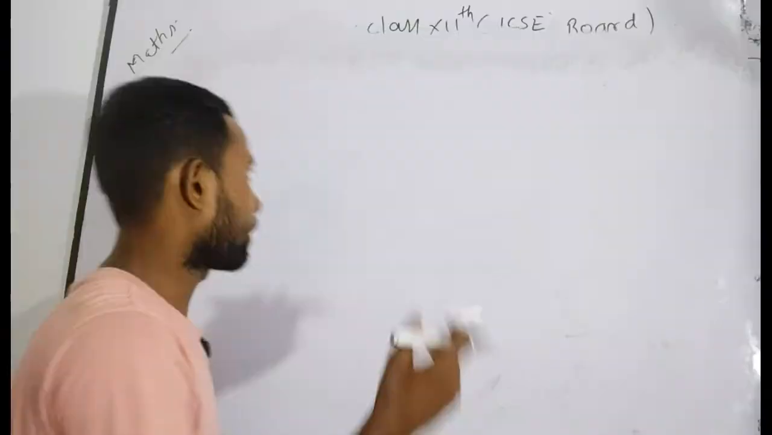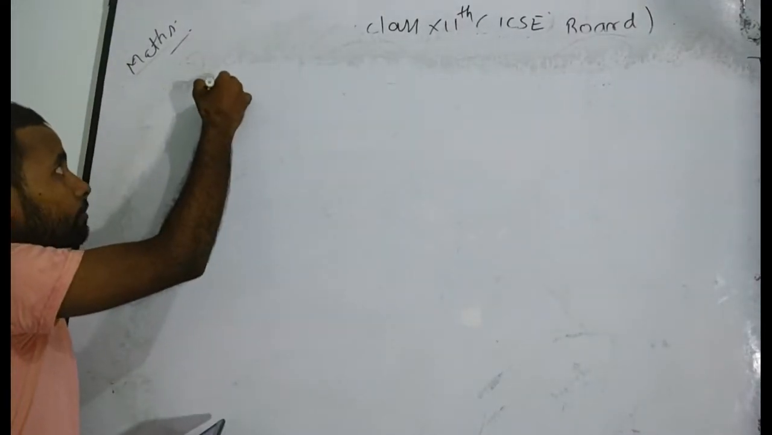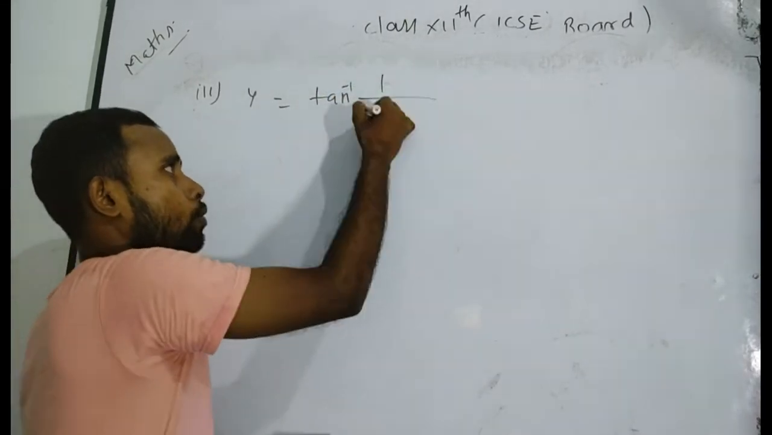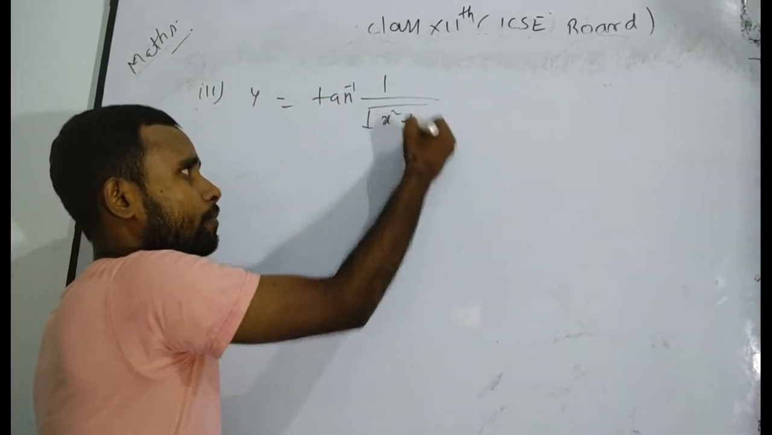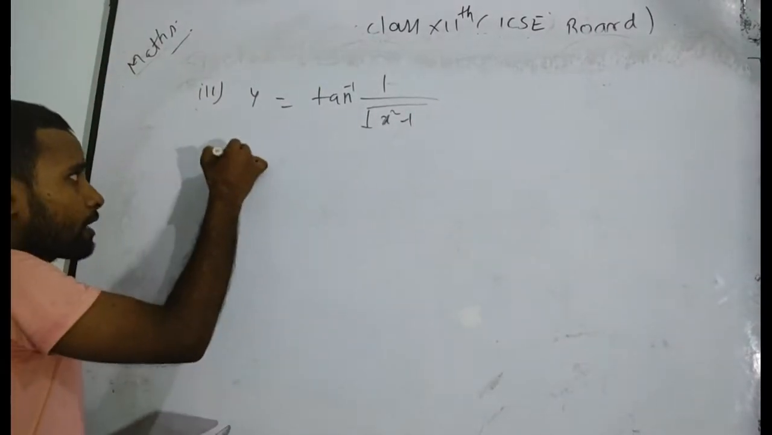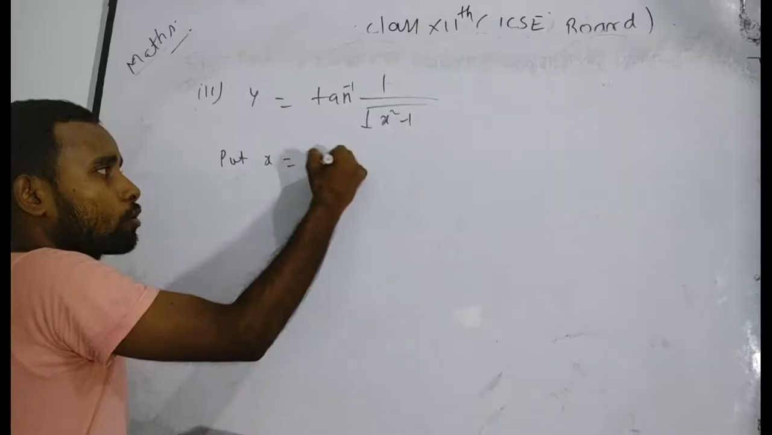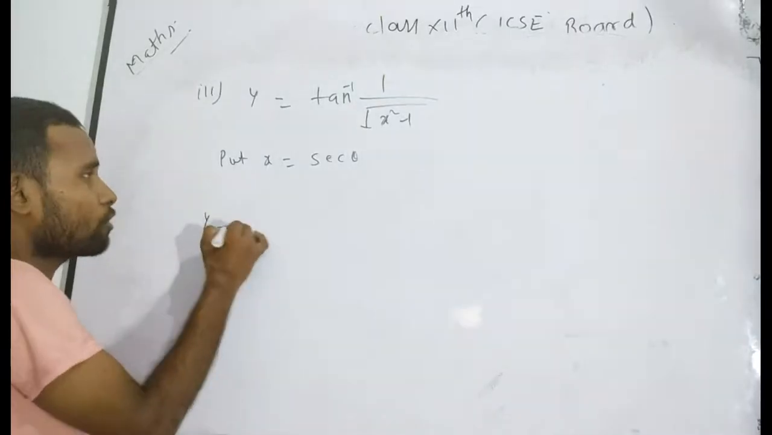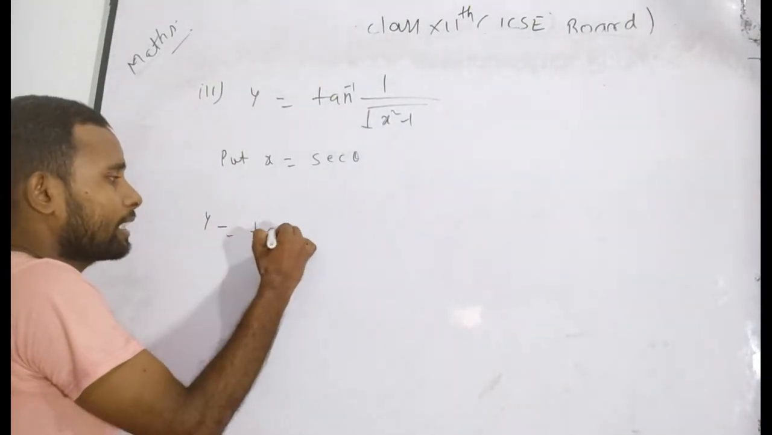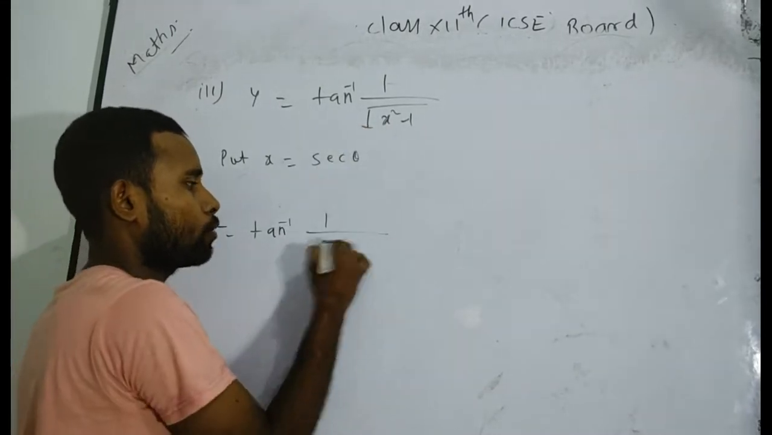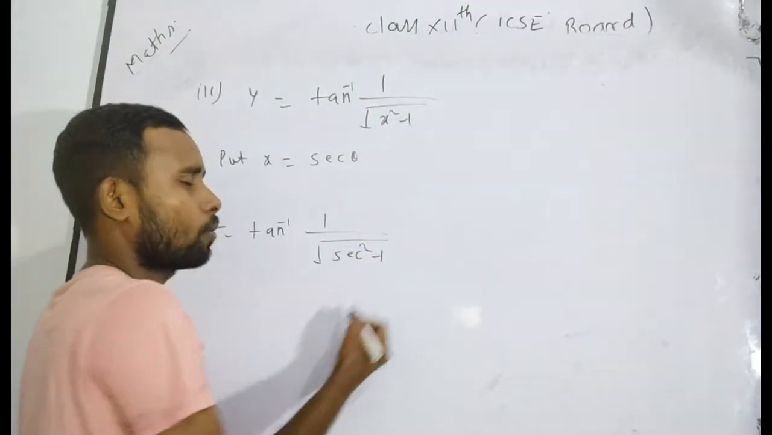Next question will be the third. y is equal to tan inverse of 1 upon root under x square minus 1. Again you have to differentiate this function. Before starting, firstly put x is equal to sec theta, about which I have already told you. Now can you write y is equal to tan inverse 1 upon, if you put x is equal to sec theta, root under sec square theta minus 1.